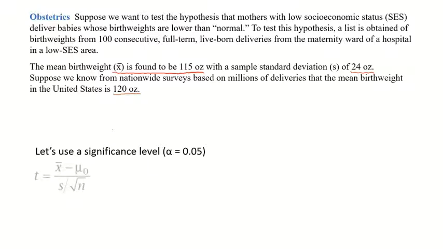So in order to perform our hypothesis testing, this is a one-tailed test. Why one-tailed? Because in our alternative hypothesis, we said that the mothers in these SES areas deliver babies that are lower than normal in terms of birth weight.